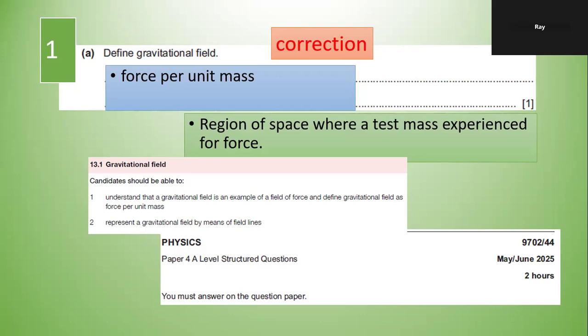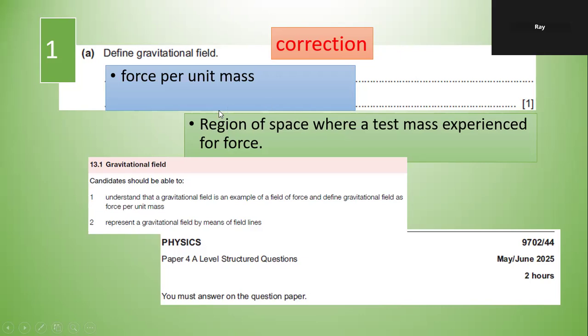So what's the correct one again? Say again. Oh, that was the correct one again. Say a bit louder, cannot hear. Which one is the correct one, you say? The Cambridge one? Cambridge syllabus defines gravitational field as force per unit mass.